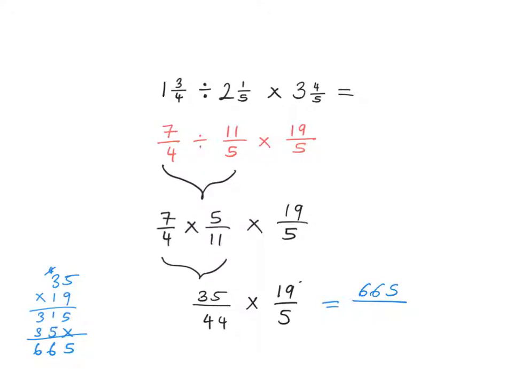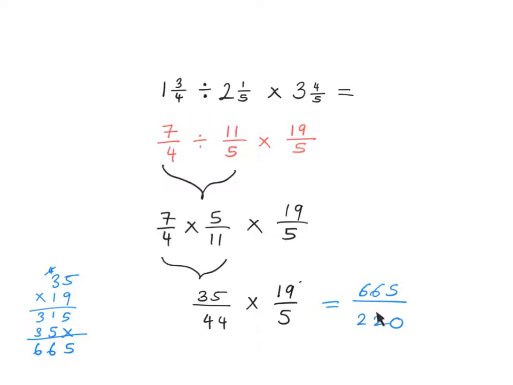And the denominator here, 44 times 5, I can actually do this in my head. 40 times 5 is 200, and 4 times 5 is 20, so that becomes 220. So this is 220. Now, is this my final answer? No, because this is not in its simplest form. I can simplify this by dividing the top and bottom, numerator and the denominator, by 5, because they both have a common factor of 5.